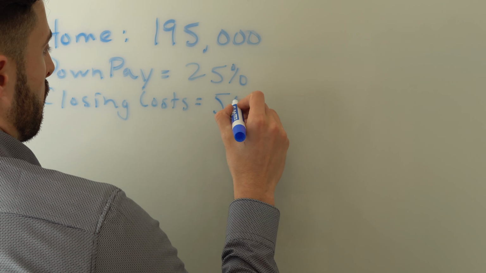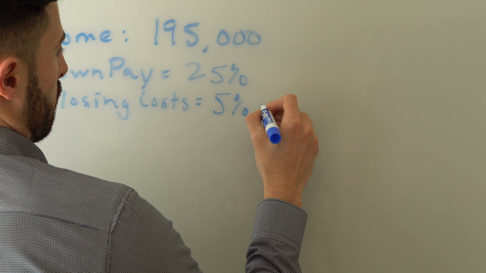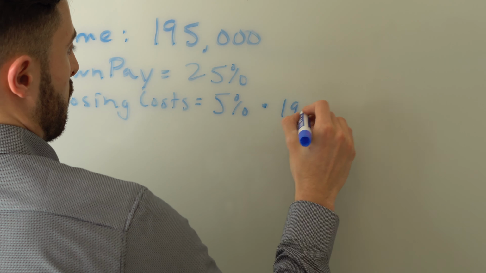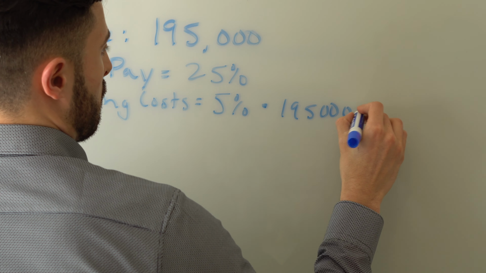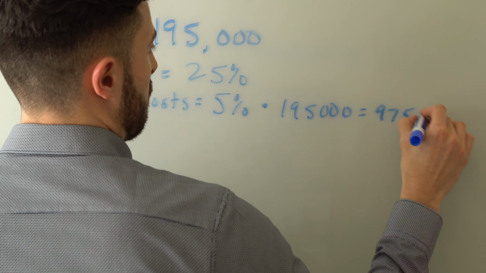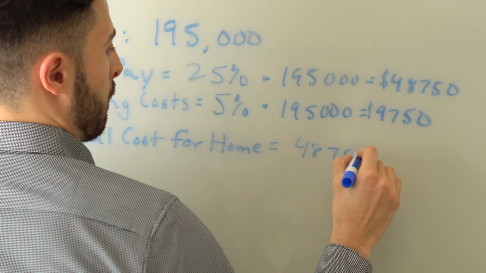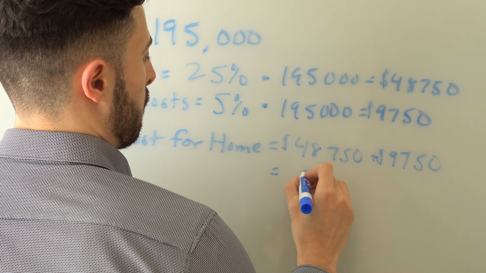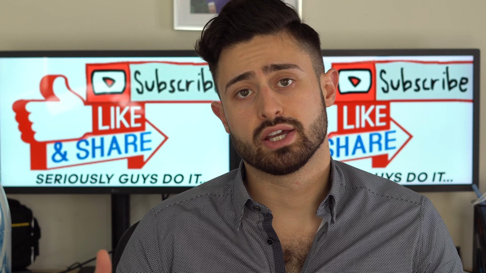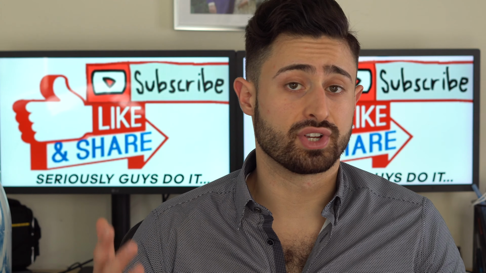Now the closing cost was about 5% of the home value as well. So the property value times 5% was equal to $9,750. So the total cost to acquire the property is the closing cost plus down payment, and that equals $58,500. Okay, so now we need to calculate the numerator, which is yearly cash flow.